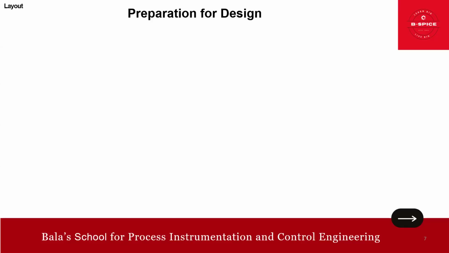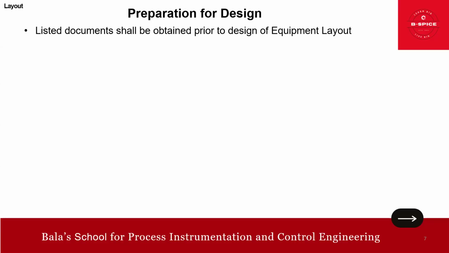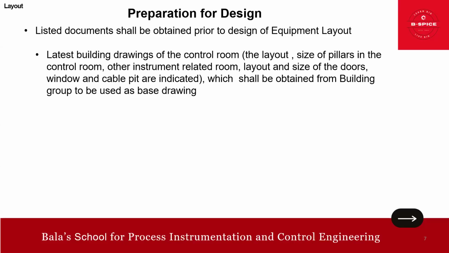Now, for preparing the design, what are the prerequisites or what documentation do we need? Basically, friends, the building drawing of the control room. That is important. The building drawing in the sense of the layout, the size of the pillars in the control room and other instrument-related rooms, the layout and size of the door, window, cable pit, all should be in that drawing. Where will we get this? We should get it from the building group, as a base drawing for us to update.